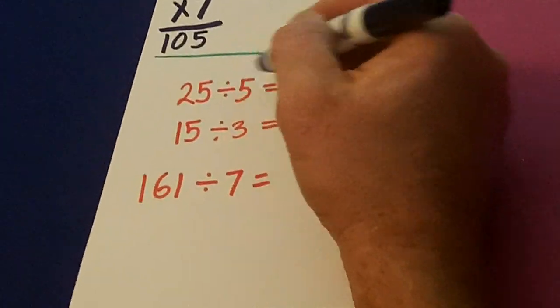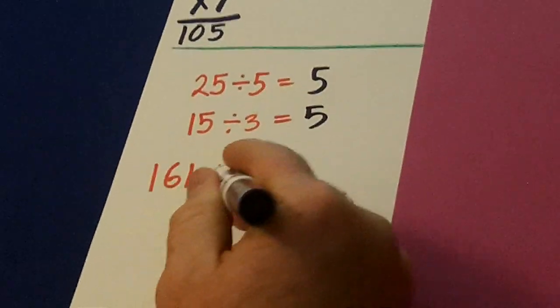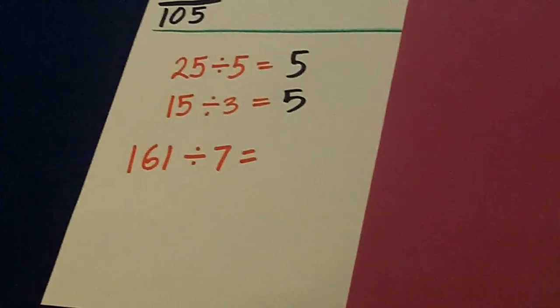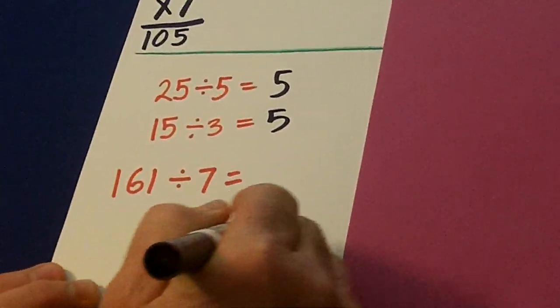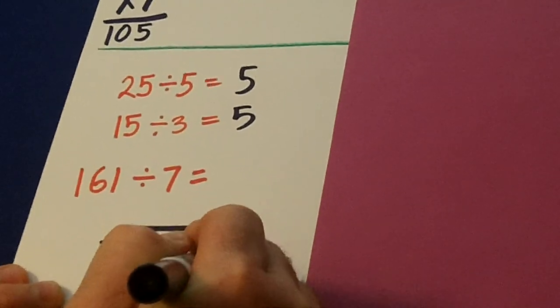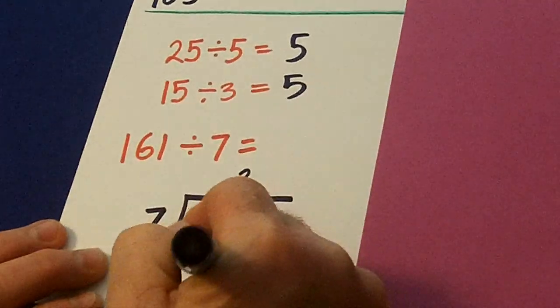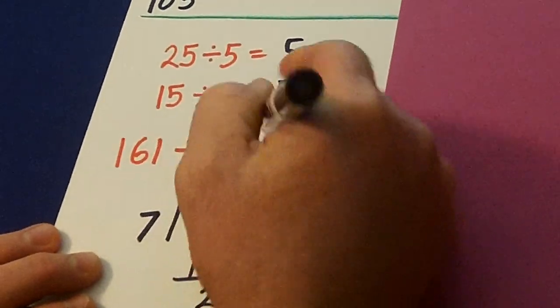Now, let's go over here to division. 25 divided by 5, 5. 15 divided by 3, 5. 161 divided by 7. Well, I don't know. Well, I can't guess. I can't give up. So, right here, 7 into 161. So 7 into 16 is 2, and we have 21. 7 into 21 is 3. Okay, we don't give up.